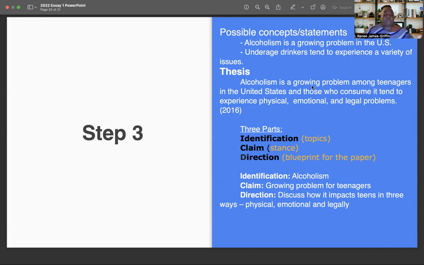And then the direction, I'm going to discuss how it impacts teens. And I said earlier that it impacts them in 3 ways: physically, emotionally, and legally. So I know that as I begin to write this essay, I'm not going to start talking about adults. I'm not going to talk about how they overcome this issue, because that's not the focus of my essay. Brainstorming, doing this outline, fleshing out my ideas is going to help me make sure that I stay on focus and that I don't detour from the subject at all. Okay, so that's step 3.